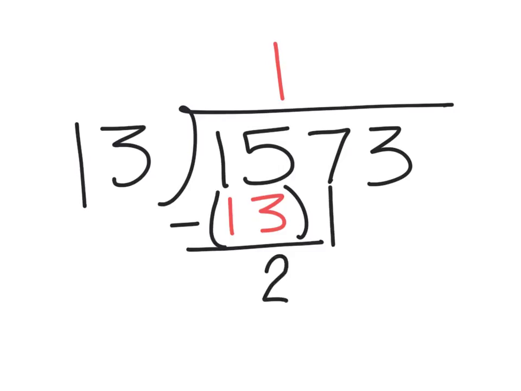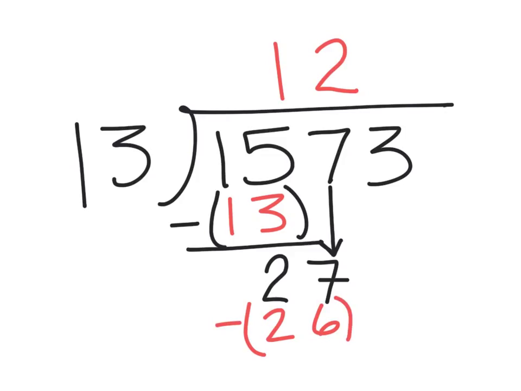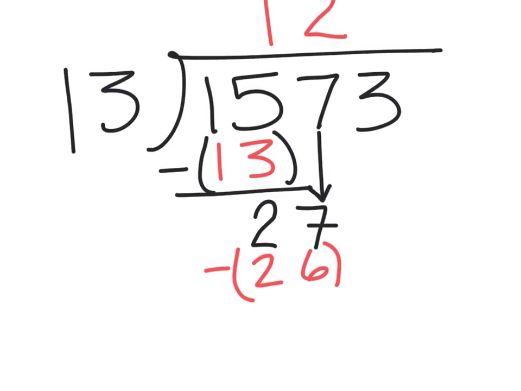And then you bring down the next term. Is this looking familiar? Alright, now you play the game again. How many times does 13 go into 27? Well, 13 times 2 is 26, so that's the biggest amount. So I'll put a 2 up here, and that gets me 26. I'm going to wrap it in parentheses and subtract. Okay, so now it's 27 minus 26 leaves me with a 1.